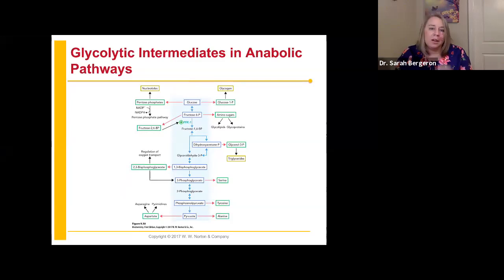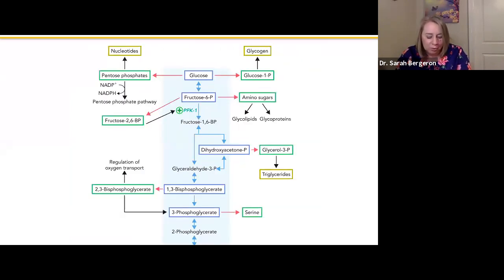So our glycolytic intermediates provide carbon backbones for all kinds of different anabolic pathways and regulatory molecules. What you see in this blue shaded area here, that's glycolysis. What you see coming out of it are those outflows of metabolites from glycolysis. So glucose can leave and enter the pentose phosphate pathway, and we can actually go and make nucleotides, which is really, really important.